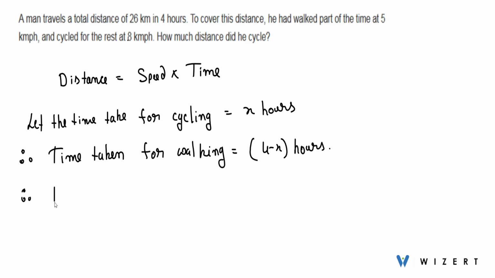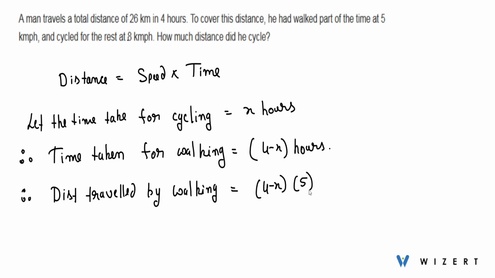Therefore, distance traveled by walking will be equals time taken for walking multiplied by speed at which I was walking. So it will be 4 minus x multiplied by 5 kilometers, right?